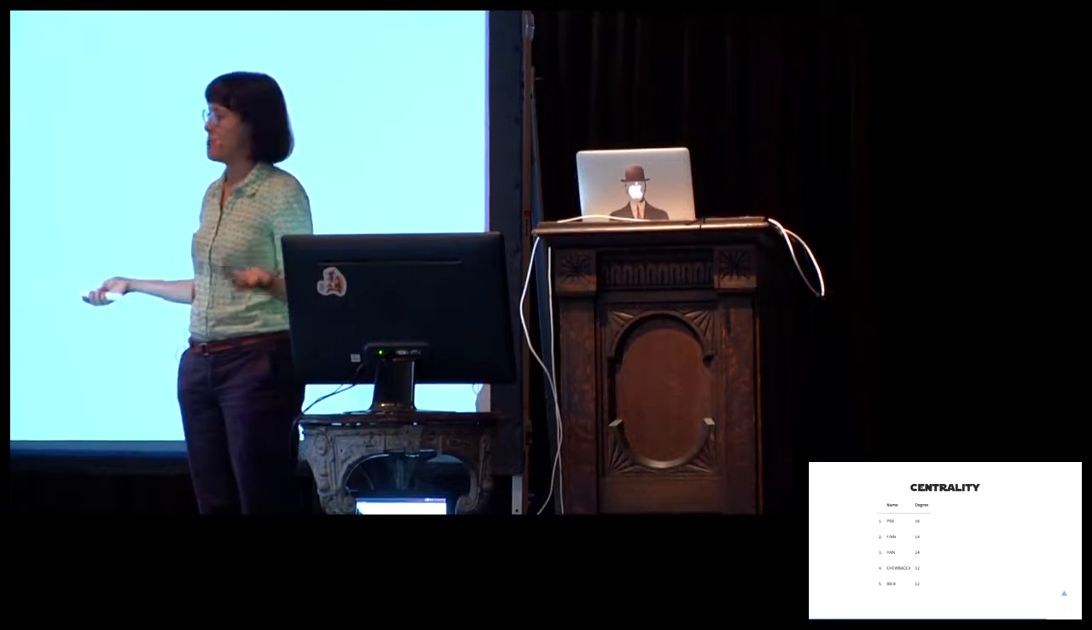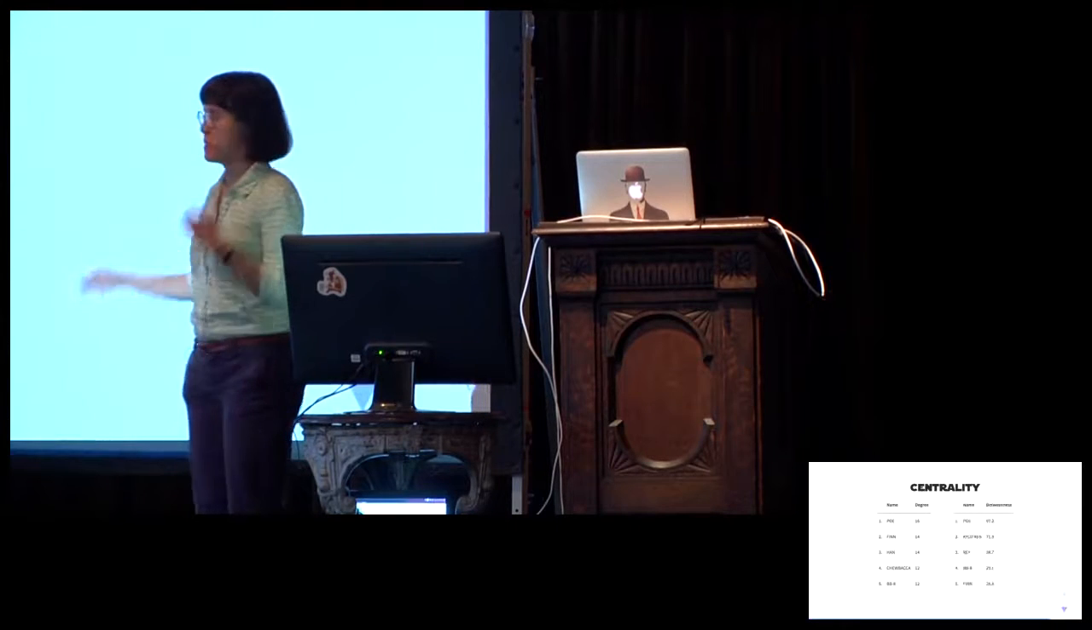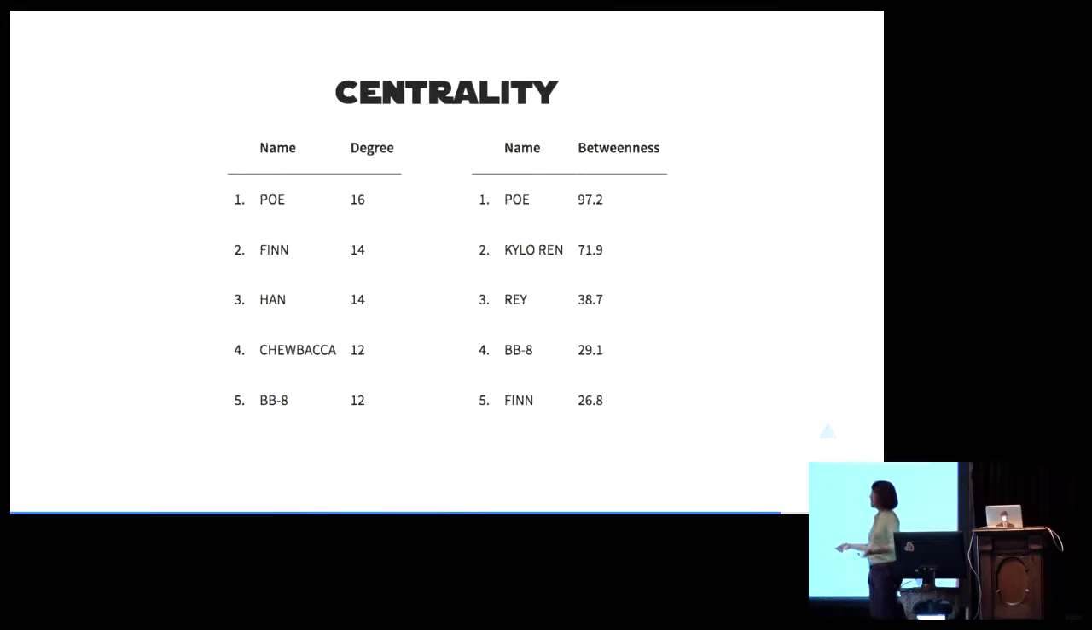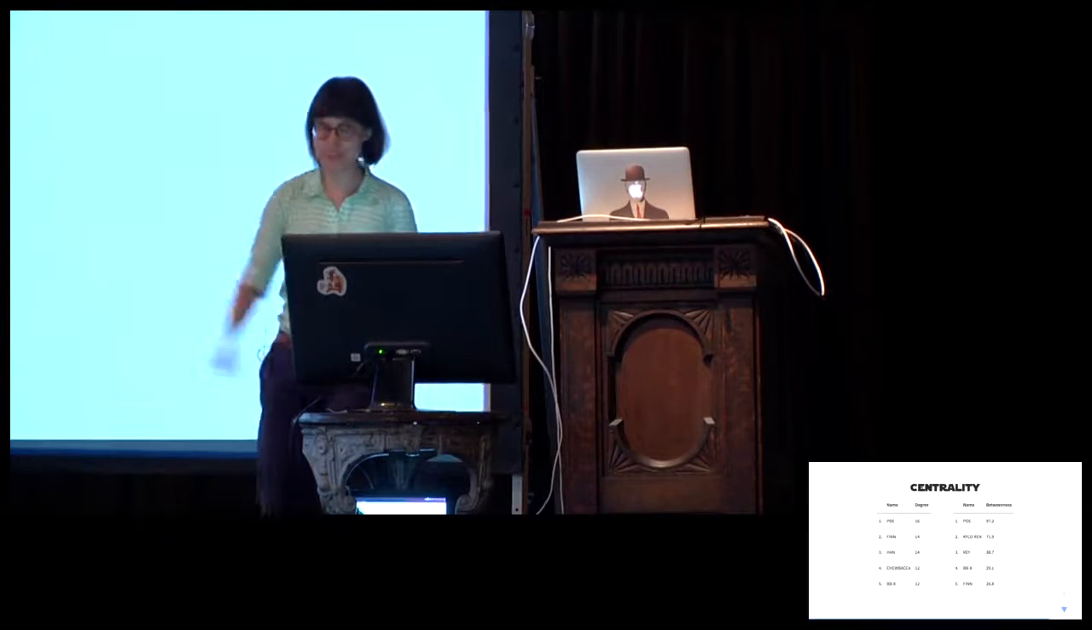But if I look at BitVenus, because now you might be thinking, well, some of the main characters are missing. Well, if I look at BitVenus, it looks very different. So Poe is still very central, because he connects quite a lot of communities, because almost none of the other characters actually speak to any other resistance pilots. But suddenly the second one is Kylo Ren. He connects communities quite a lot, so he's important to the story, and Rey, etc. So you can see that the order changes quite a lot.